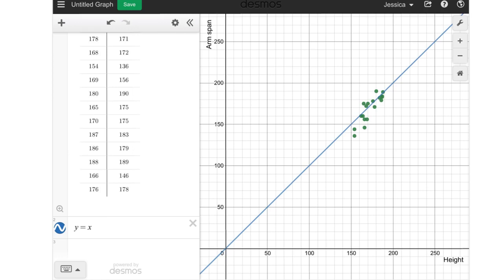It's not perfect. We would maybe have this line go down a little bit and maybe be a little bit steeper. But in general, the slope on y equals x, that's the same as y equals 1x. So our slope would be 1. So this means that if your height increases by 1 centimeter, then your arm span also increases by 1 centimeter. Or in general, your height and your arm span are going to be close to the same.